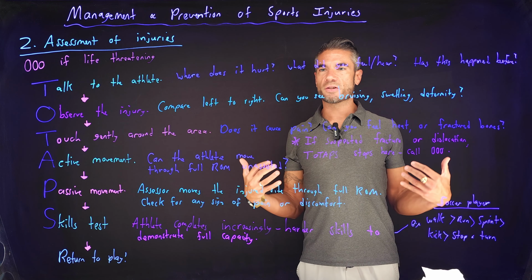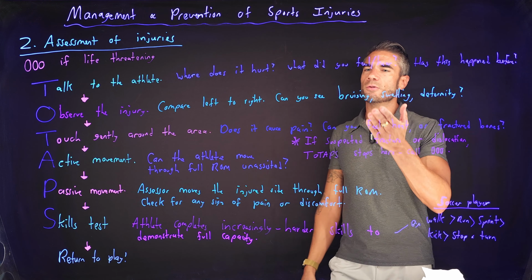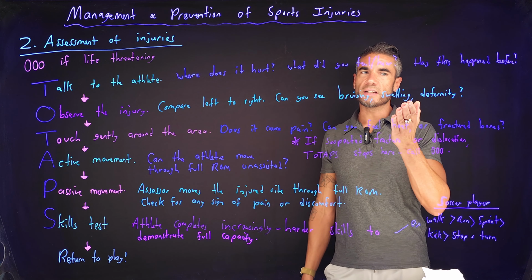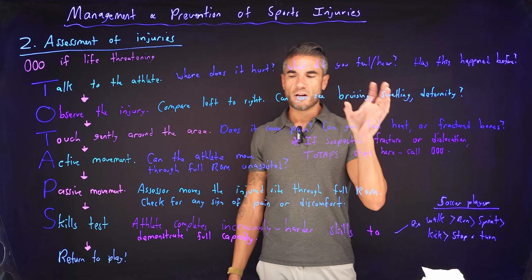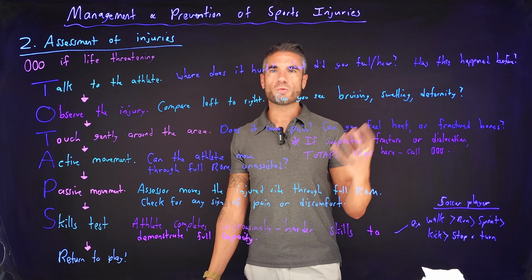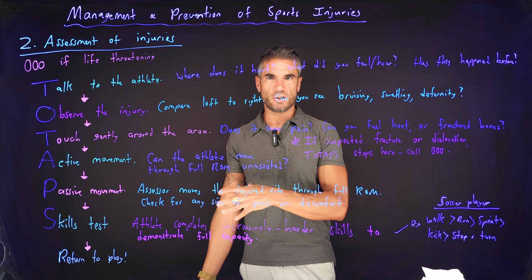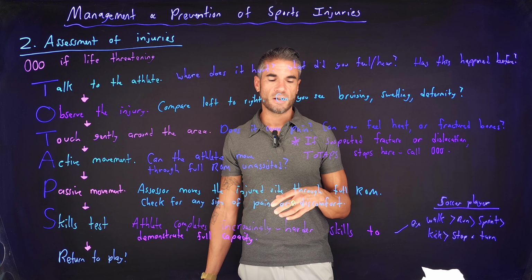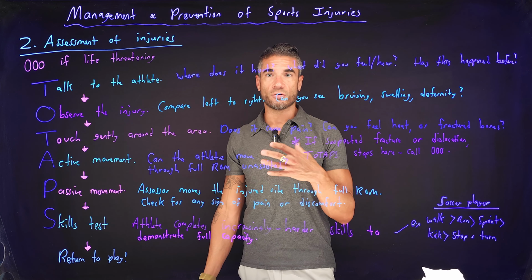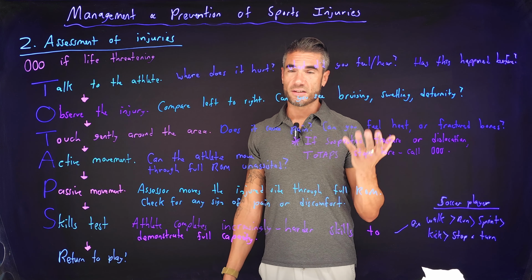But sides, we can definitely compare left to right, all right? Can you see, and what we're looking for is any bruising, swelling, or deformity, all right? So bruising is an indication that there is bleeding underneath the skin. Swelling obviously means that there is inflammation, and if inflammation comes up straight away, then you know there's definitely going to be some soft tissue damage or potentially hard tissue damage underneath the skin. And deformity, well, that's definitely hard tissue, okay?